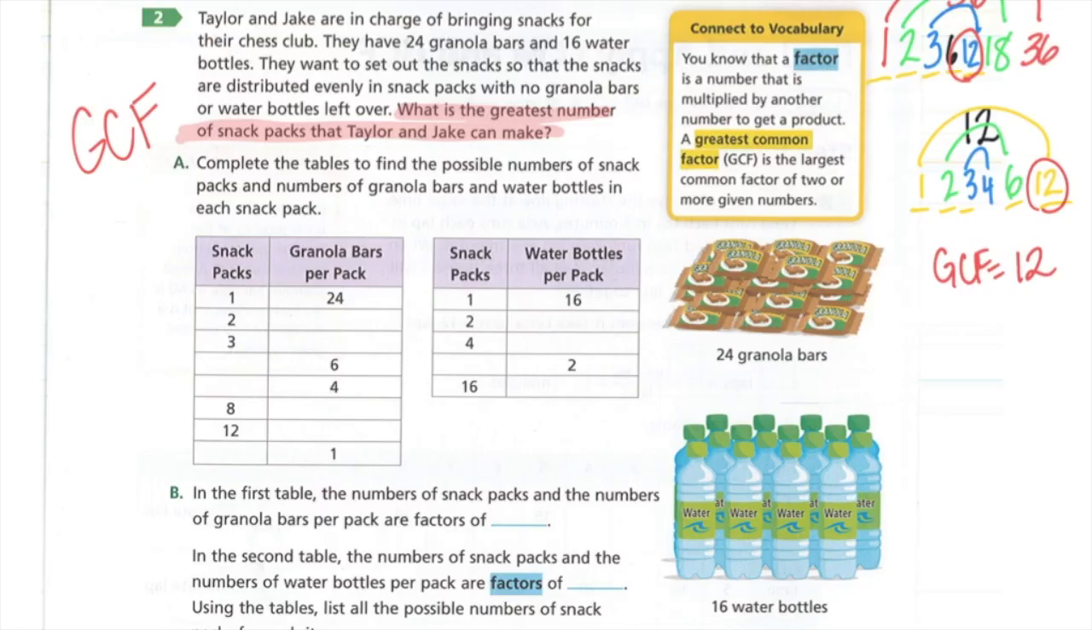Okay, so we had 24 granola bars. So if we made one snack pack, we would have 24 because 1 times 24 is 24. 2 times what is 24? 12. So if we made 2 packs, both packs would have 12 in them. So then 3 times 8. If we had 3 packs, we'd have 8 in each.